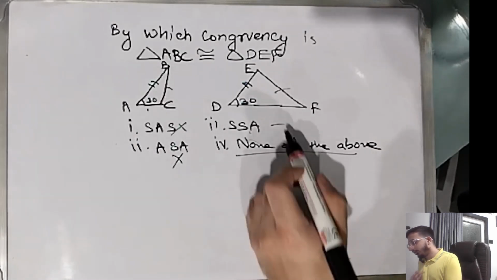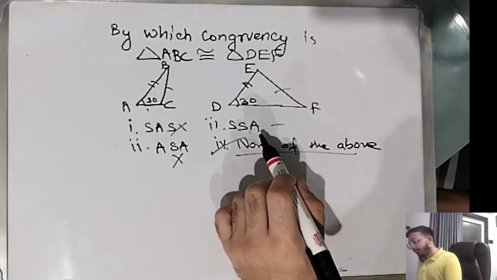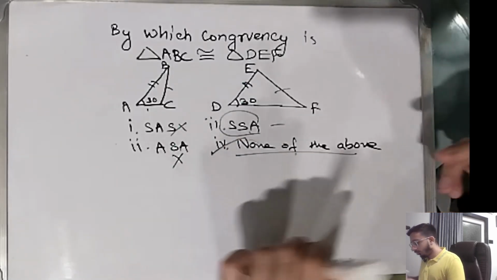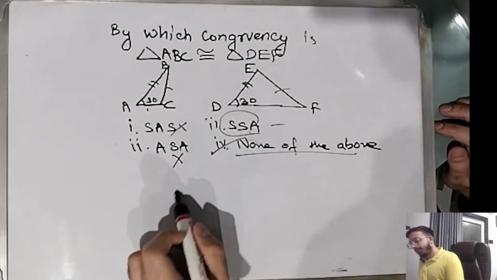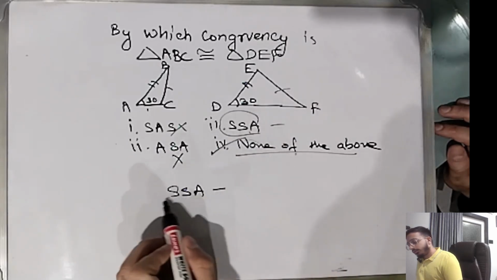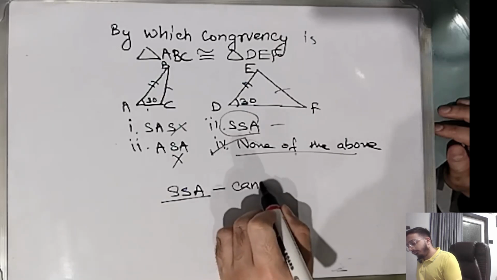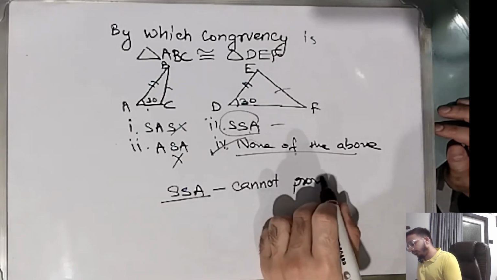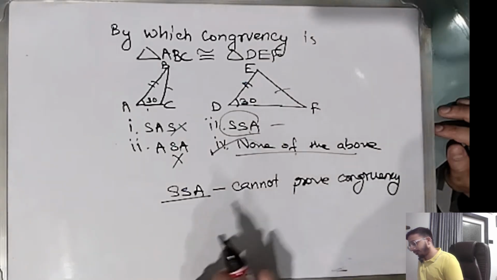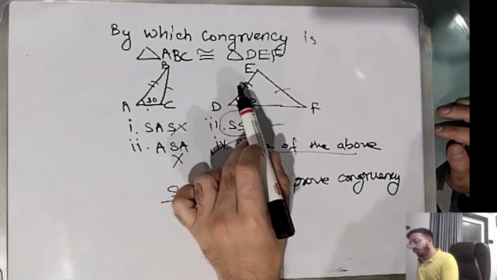The correct answer is not this, but none of the above. Now let's find out why. This is because SSA, or side angle, which many students may ask why side angle is not a criterion for proving congruency. So this is none of the above, because side angle cannot prove congruency. And definitely in this case, these two triangles are not congruent.